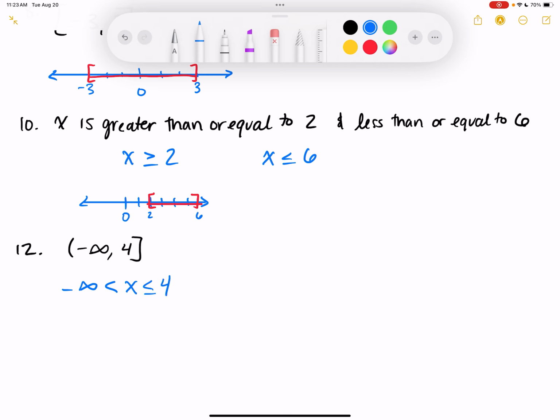Okay, this is one way you can do it. I would not write it this way. I would write it this way. X is less than or equal to 4. That implies that it's going all the way to negative infinity. But it's technically right either way. It's just how I would do it.